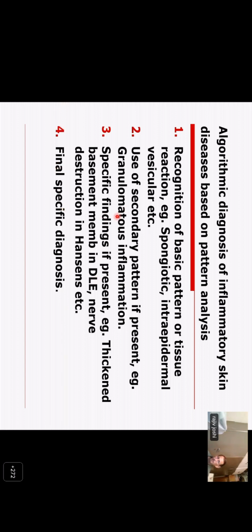Sometimes you do not have specific findings, in which case you leave it at the pattern. You can generate a group of differential diagnoses, and then you go back to the clinician, look at the clinical findings, look at the clinical differential diagnosis, and try to come to the best fit that is possible.